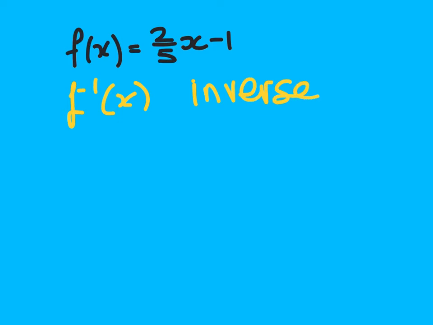Okay, so how do we find the inverse function? The first thing we do is we say let y equal 2/5 x minus 1. And then once you've done that, the next thing we need to do is change the subject. And what do we change the subject to? We change the subject to x. So I've got to turn this formula here into x equals.